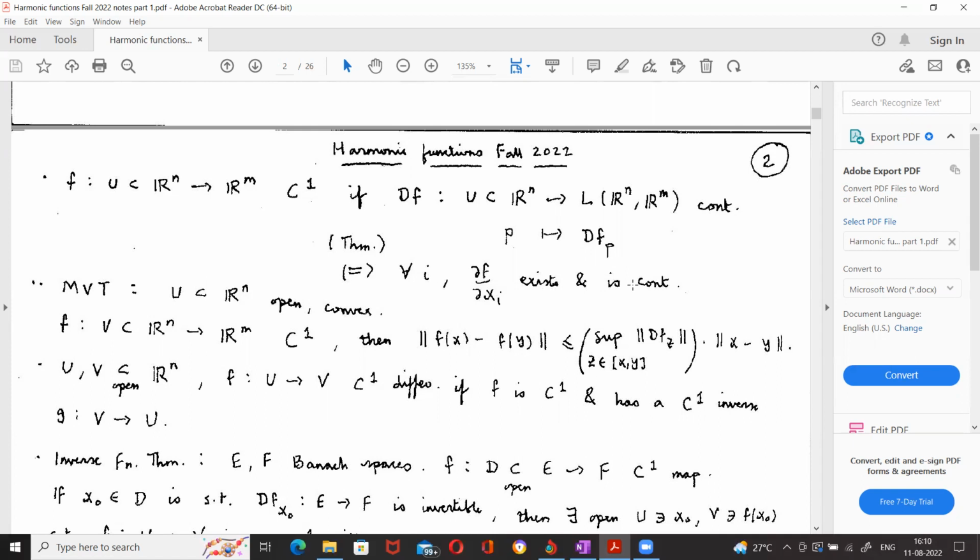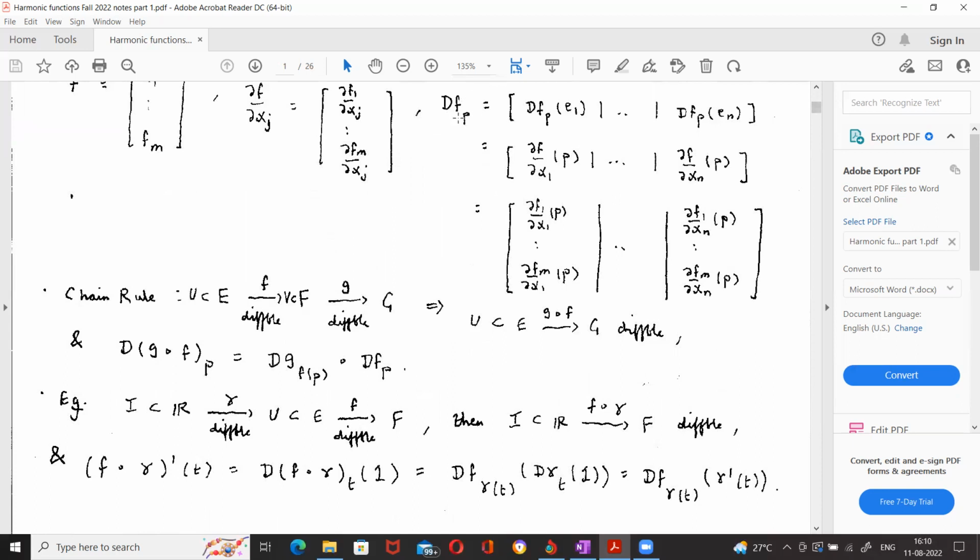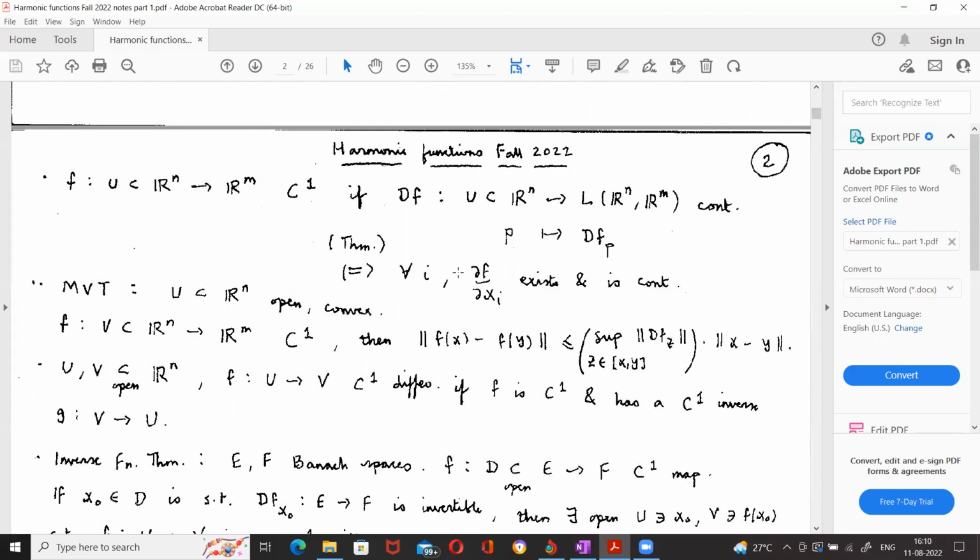So one direction of this theorem is easy. If f is C1, then we know that the partial derivatives exist. And since the partial derivatives are just the columns of the matrix df, if df is a continuous function of p, then these columns del f del xi of p will be continuous functions of p, right? So one direction is easy. The non-trivial direction is the reverse implication, that if all the partials exist and are continuous, then first of all, f is differentiable, and secondly, f is C1.